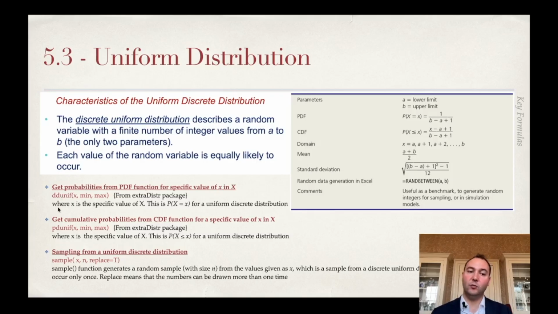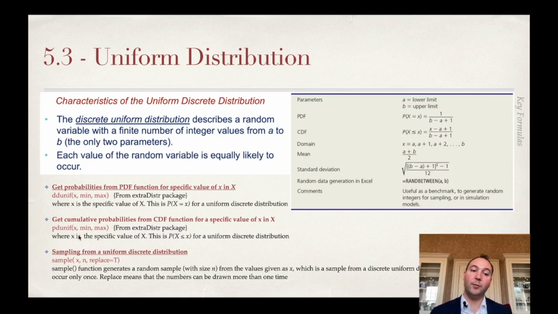So here's our function where x is the specific value of x. This gives the probability where our random variable equals the specific value of x for a uniform discrete distribution. Get cumulative probabilities from the CDF function for a specific value of x. So instead of using DDUnif, we use PDUnif, meaning the probability of a discrete uniform function. Again, we need the value of x that we're checking, the minimum and the maximum.